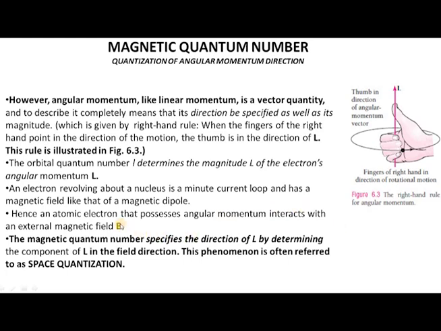So the magnetic quantum number specifies the direction of L by determining the component of L in the direction of an arbitrary magnetic field. In the presence of an arbitrary magnetic field, consider the orientation of L along the z direction. Take the arbitrary direction as the z direction.